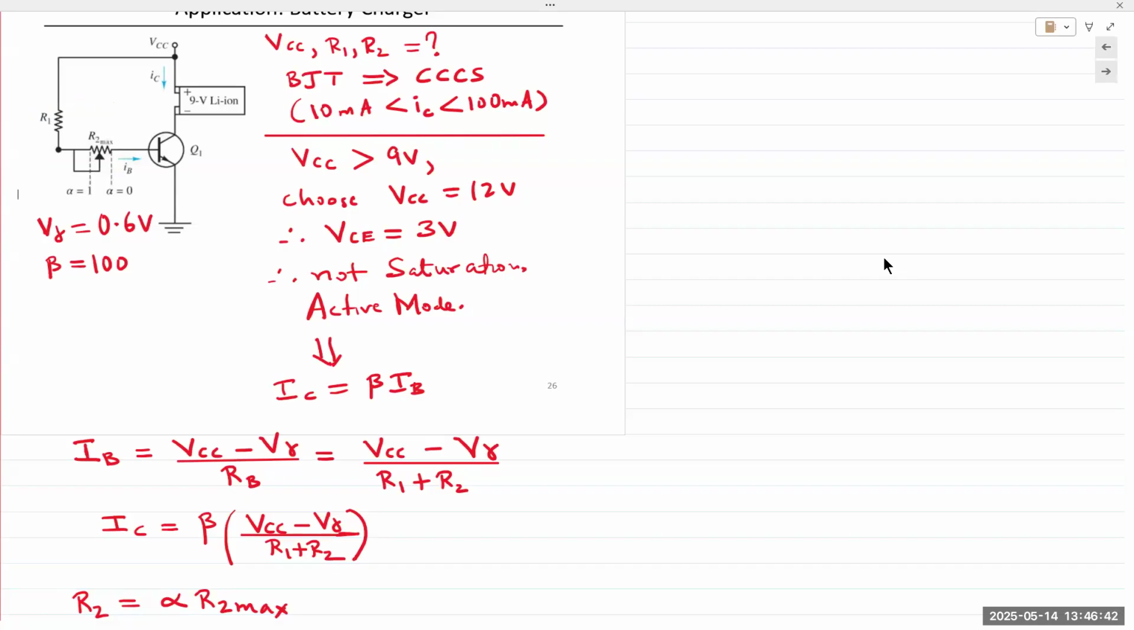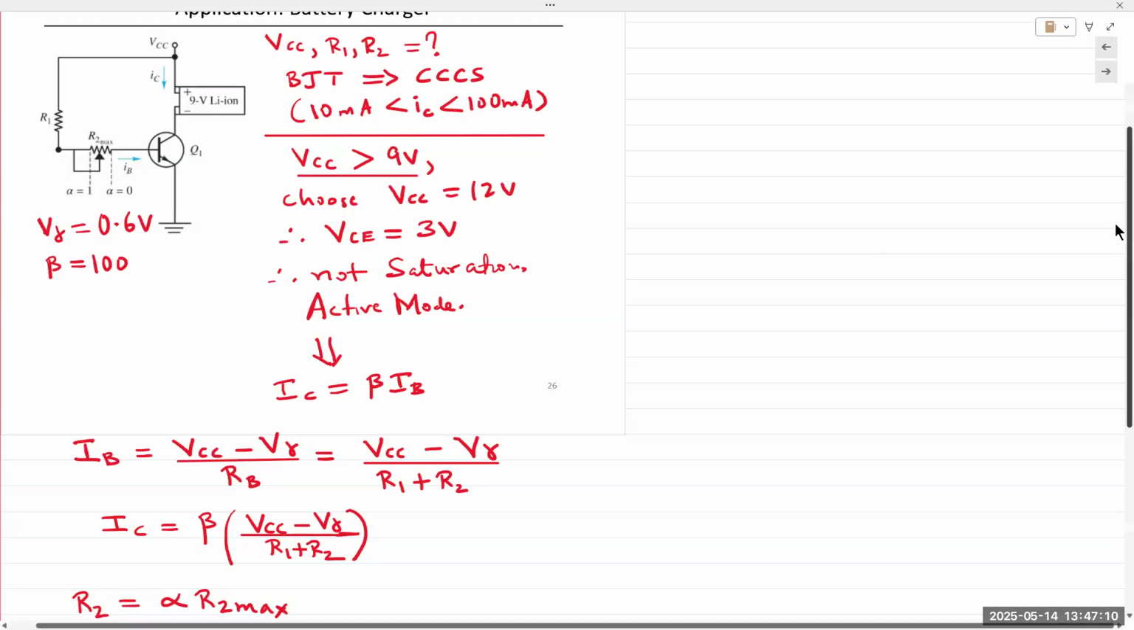In this case, we are trying to charge a 9-volt lithium-ion battery. So our VCC, total supply voltage, must be larger than 9 volts. That's pretty much a given. Your supply voltage must be larger than your battery voltage, otherwise the battery is not going to charge. So VCC must be greater than 9 volts. Let's choose VCC as 12 volts and begin from there.